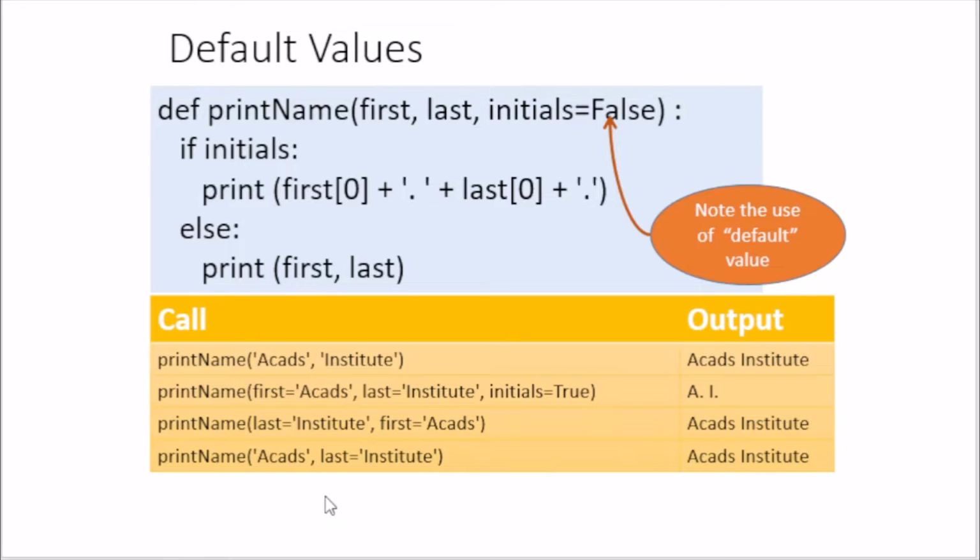And last, we have specified ACATS. So ACATS will be initialized to the first argument and last equals institute, and my default value is going to be, so in that case we will get the output as ACATS institute, as my initial value is false.